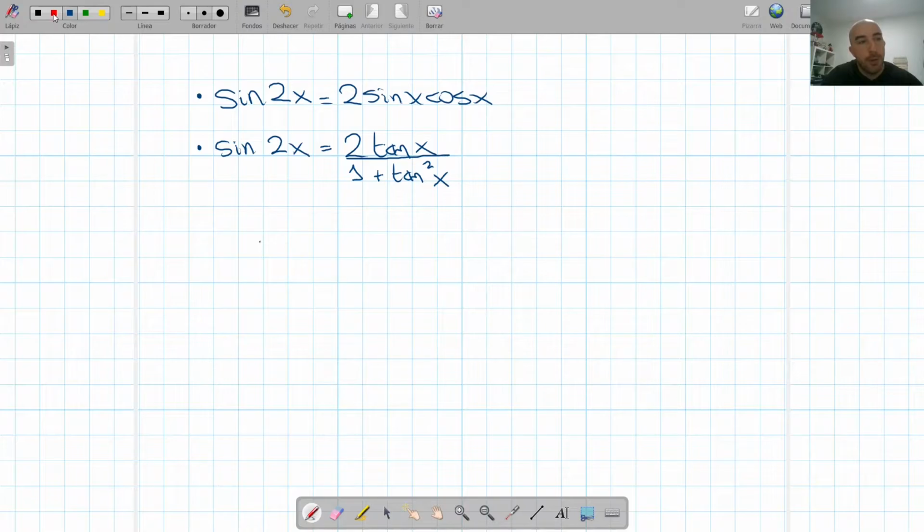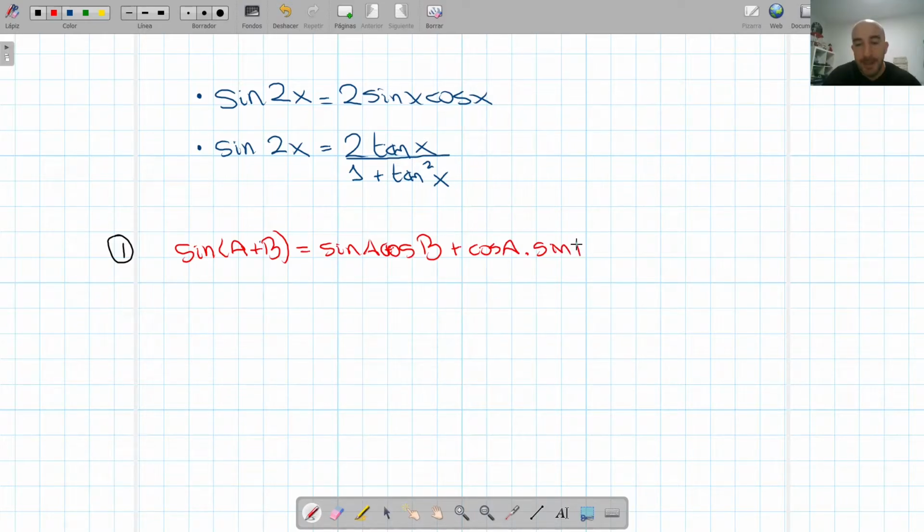For the first one, we're going to use the sine of a plus b. So the sine of a plus b equals the sine of a times the cosine of b plus the cosine of a times the sine of b. Okay, so if you use this, we're going to write sine of 2x as sine of x plus x.